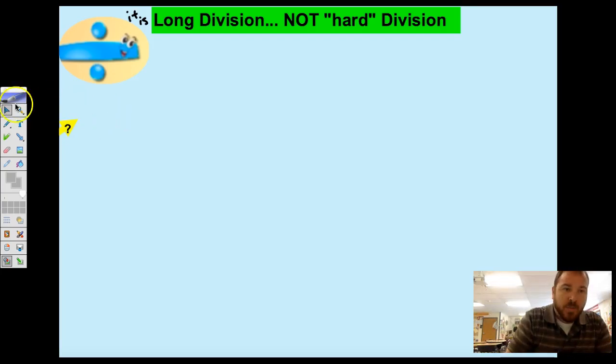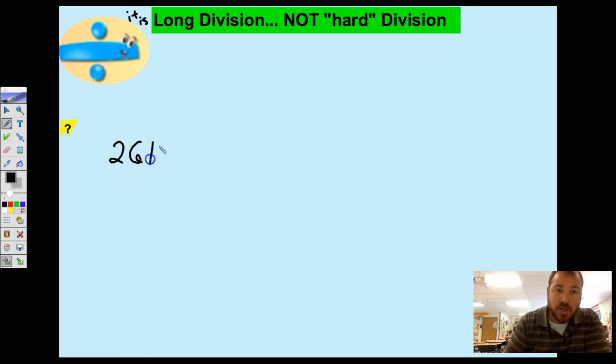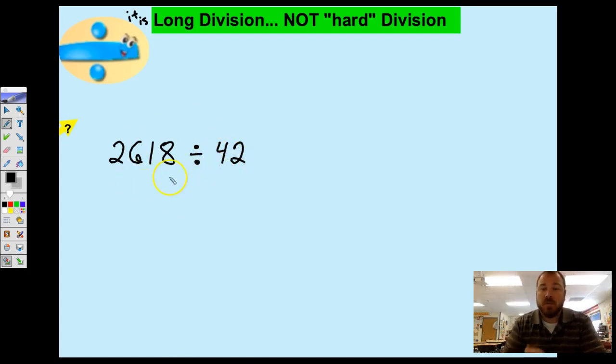Let's look at a couple problems here. We'll do two problems with you. The first problem is going to be 2,618 divided by 42. Okay? First thing we want to do before we start solving the problem out with our standard algorithm is to do a quick estimate.